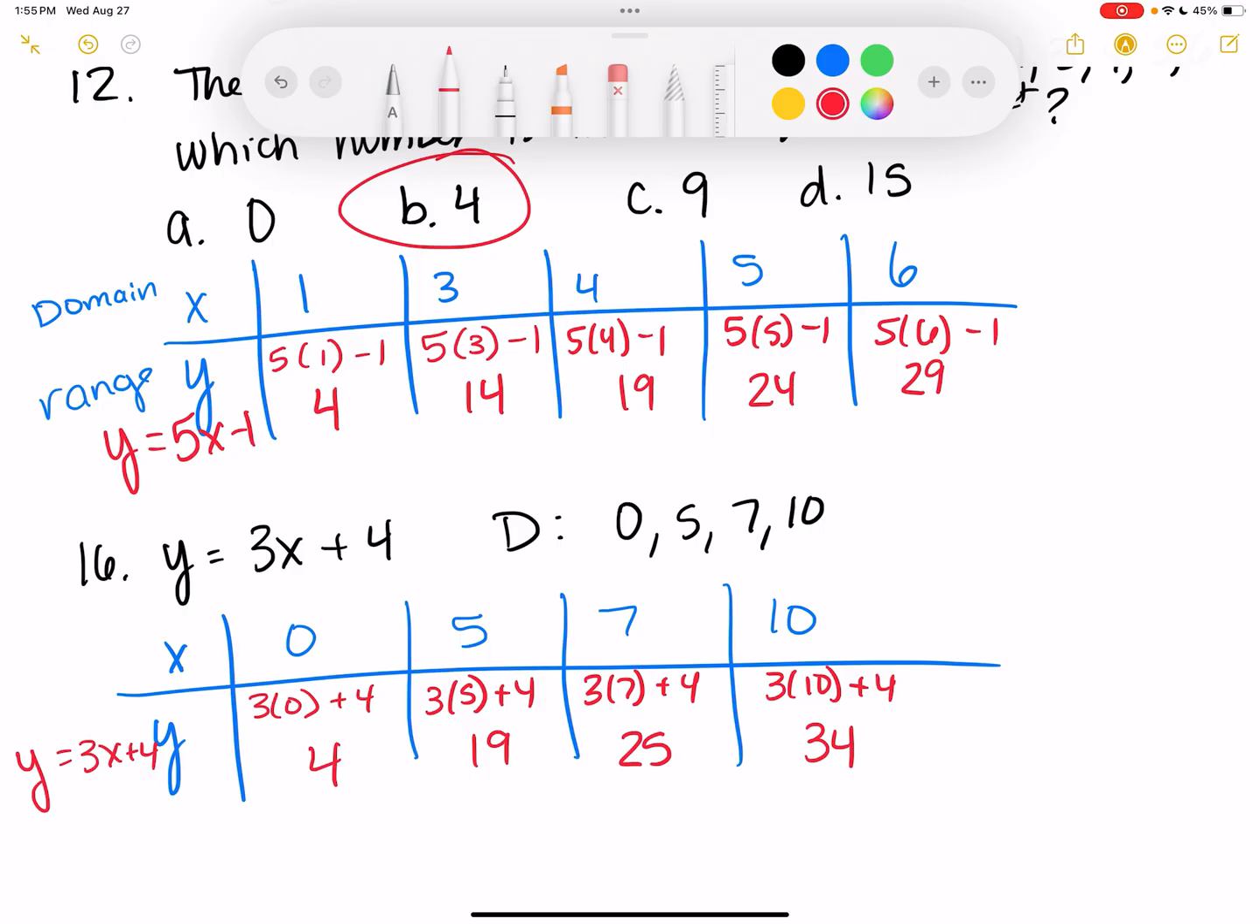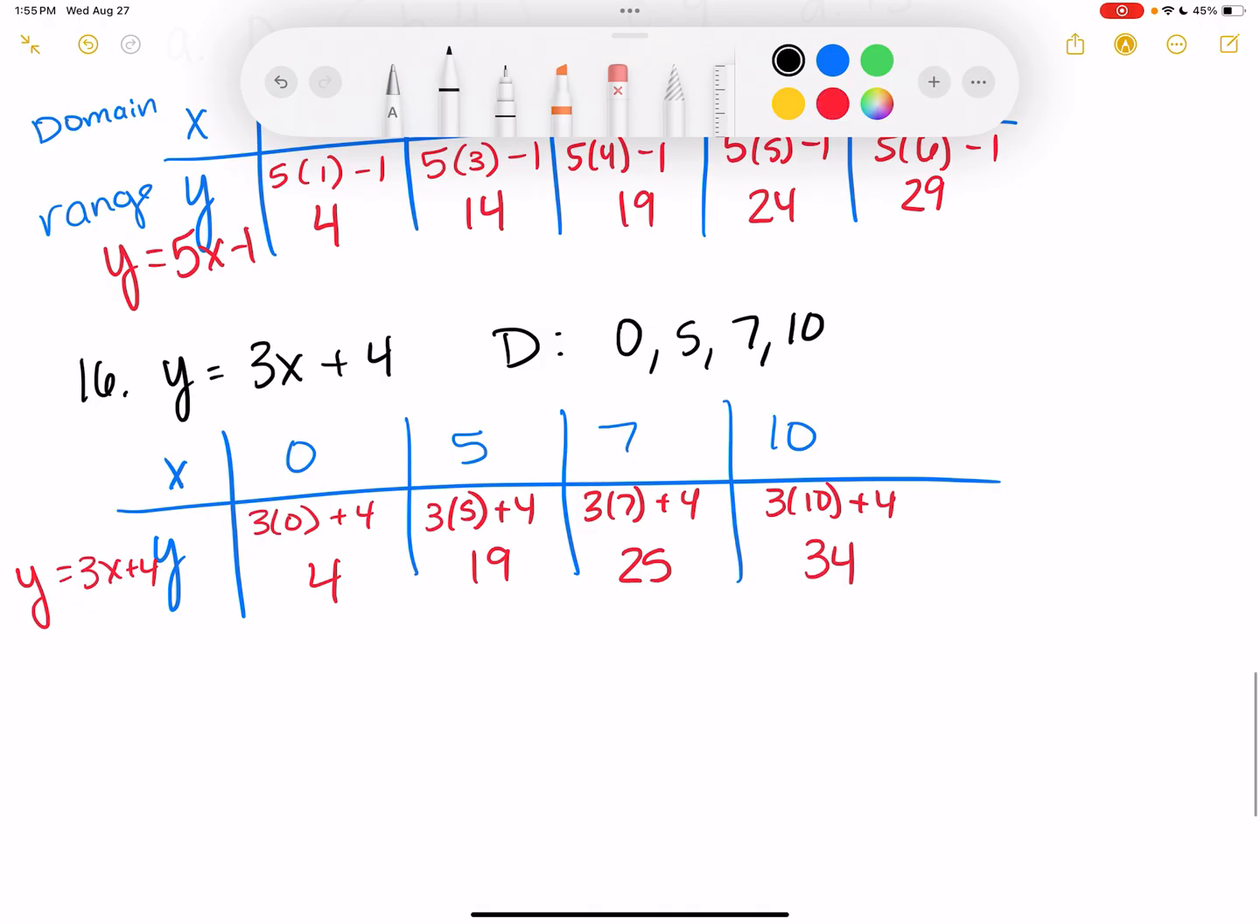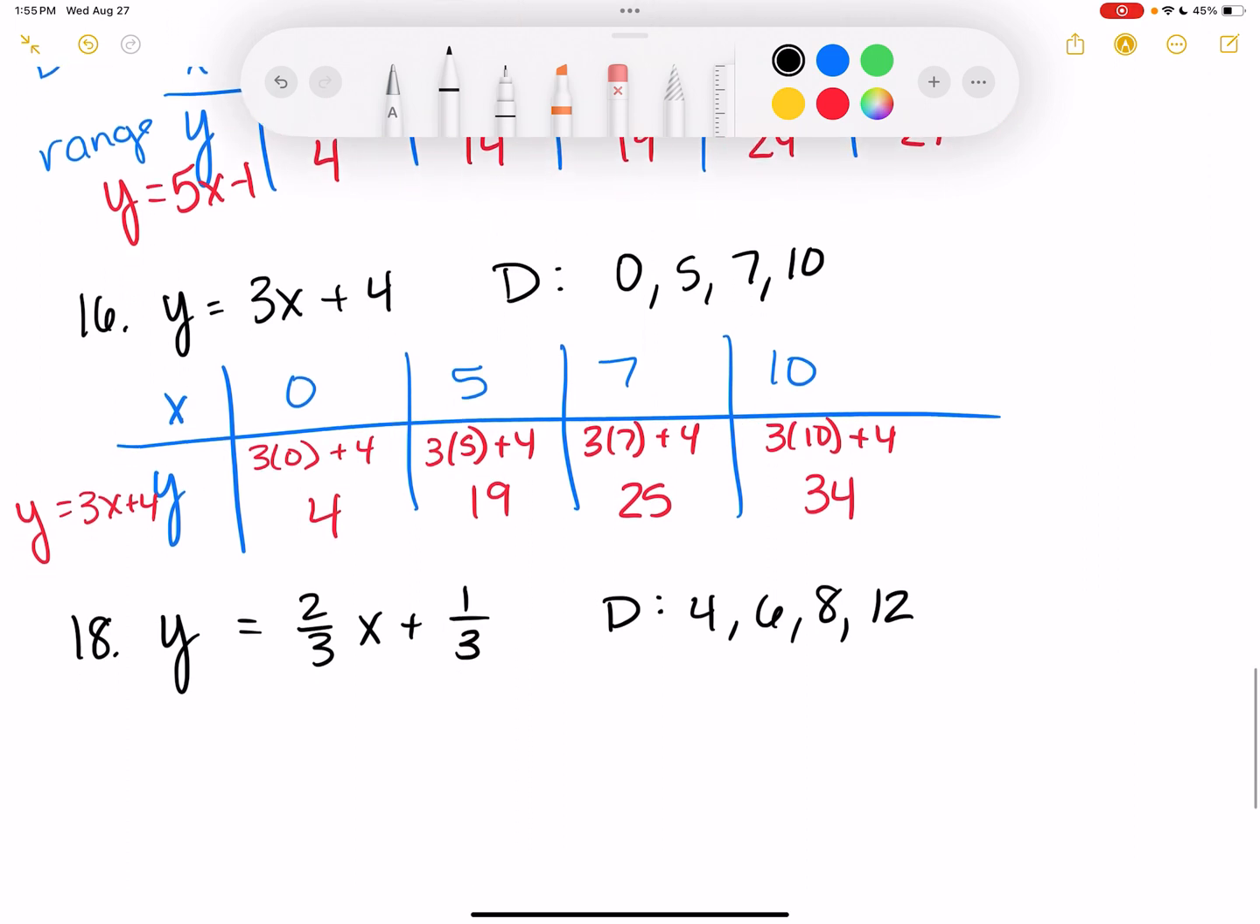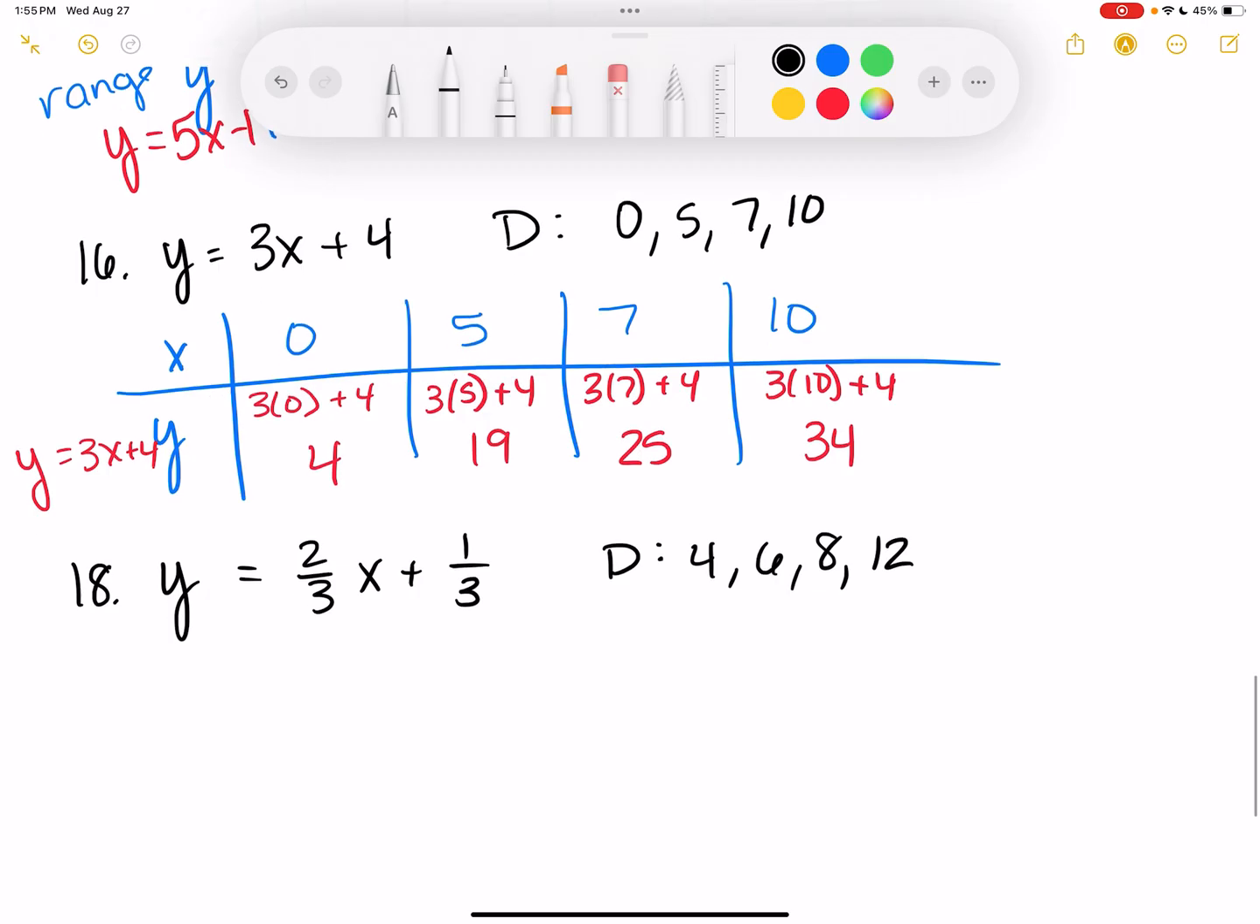All right, I'm going to torture you for a second. I'm going to make you do this next one on your own, and then we'll go over it. Y equals 2/3 x plus 1/3. The domain is 4, 6, 8, and 12. So I want you to set up the table and solve for the values.